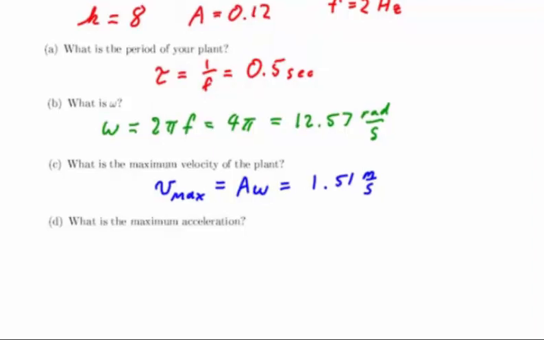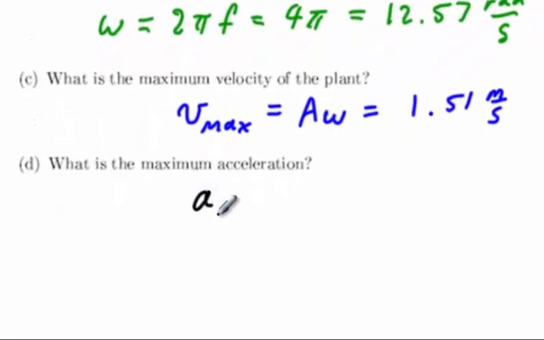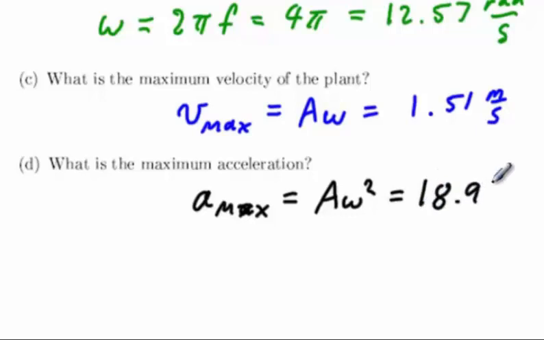Next, we're asked for the maximum value of the acceleration. This is also easy. We remember that in the process of determining the acceleration formula, we took two derivatives, bringing out the factor of omega twice. So the maximum acceleration is amplitude times omega squared. And since we know both of those terms, we get 18.95 meters per second squared.